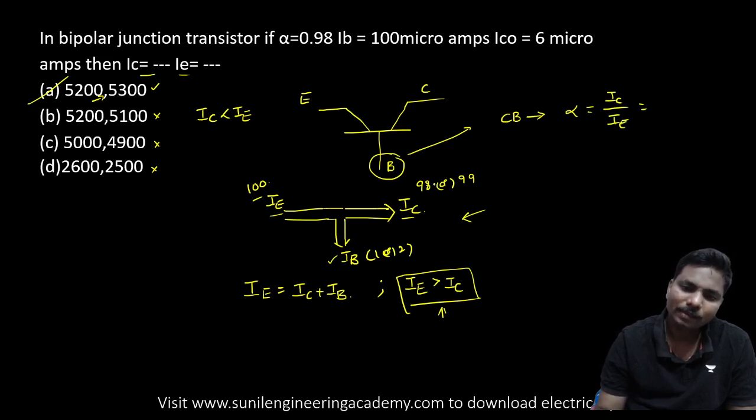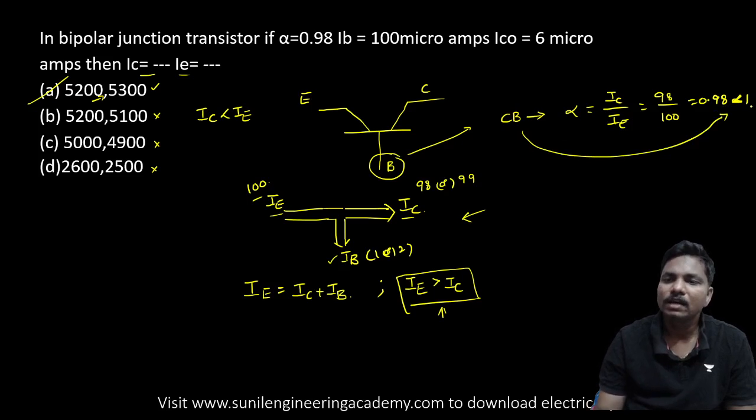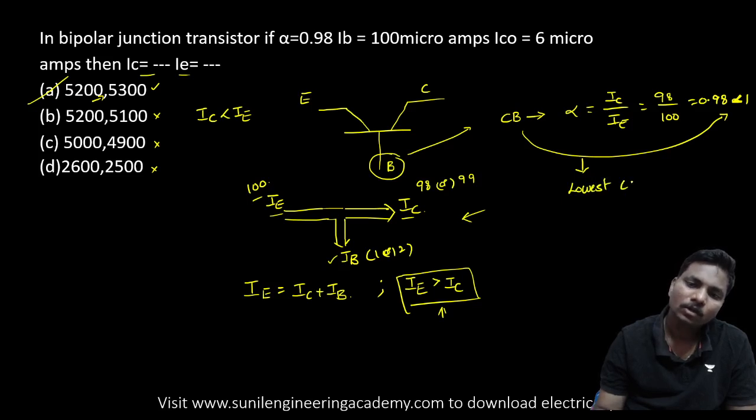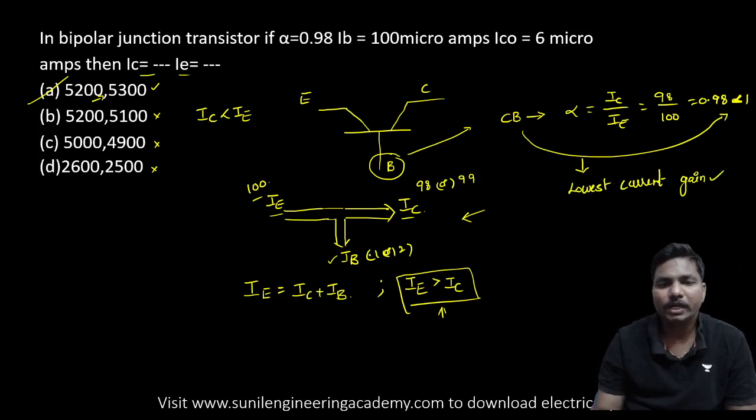So IC is nothing but 98 if you consider IE as 100%, then alpha is 0.98. That means less than 1. So in common base, current gain is less than 1 or very nearly equal to 1, so lowest current gain. All of you clear? Very important. Common base, lowest current gain. If you know this concept, you can easily get the answers.